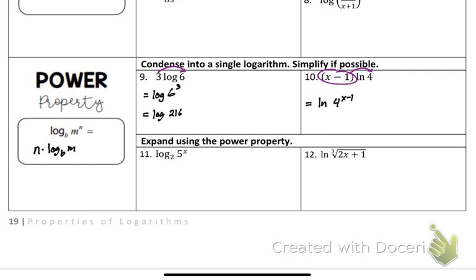Expanding. Expanding just means that we need to get rid of any exponents we have. So in this case, we're going to take that x and bring it down in front. So this one's just going to be x times log base 2 of 5.